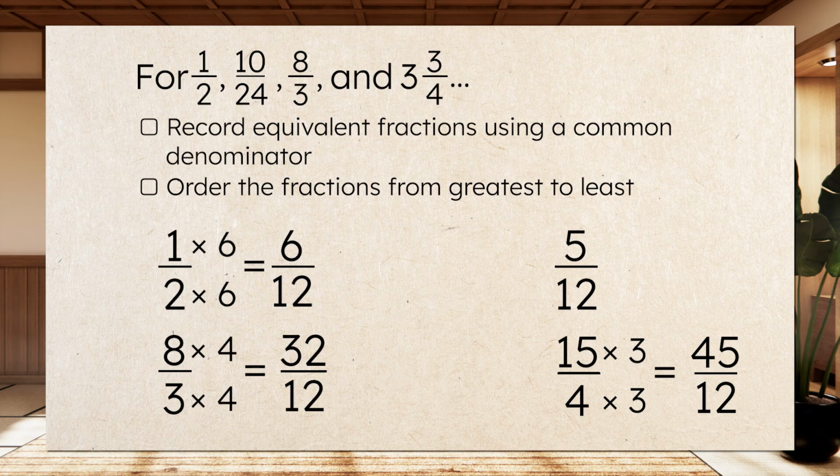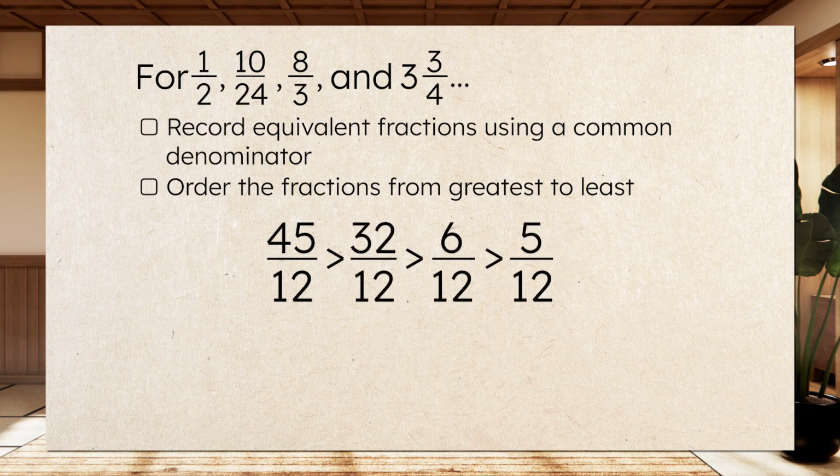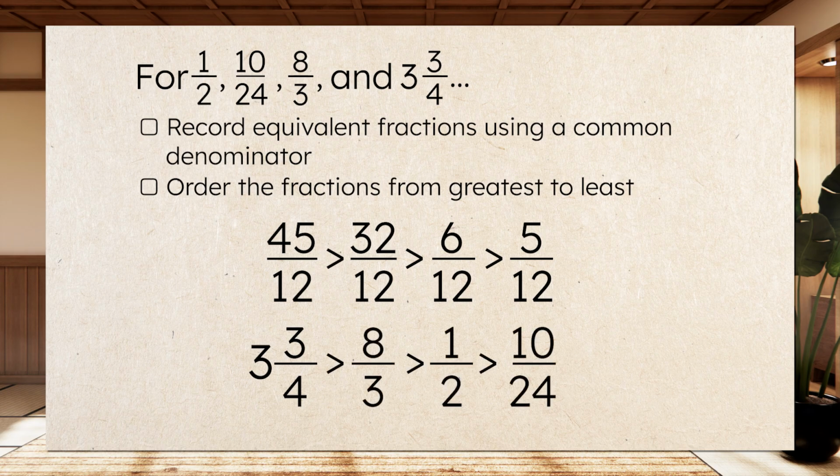Part 2 now asks us to order the fractions from greatest to least. We look at the numerators to do that. 45 is the greatest, then 32, 6, and 5 is the smallest. But remember, to get a final answer to a question like this, we have to rewrite those in their original forms. So, the final answer to part 2 is 3 3/4, 8/3, 1/2, and 10/24, the correct order written in their original forms.